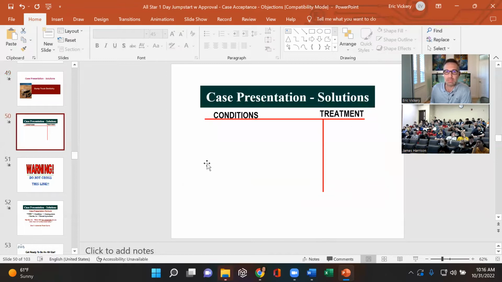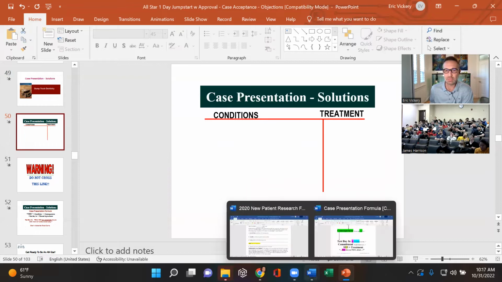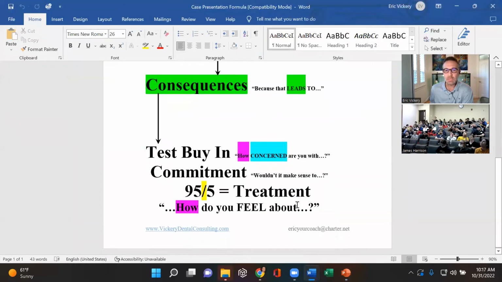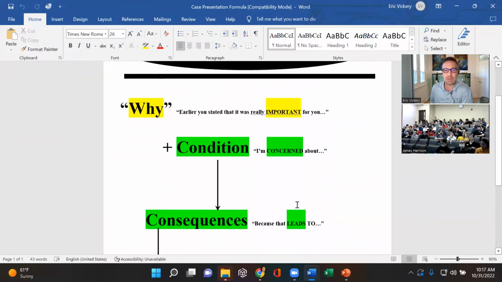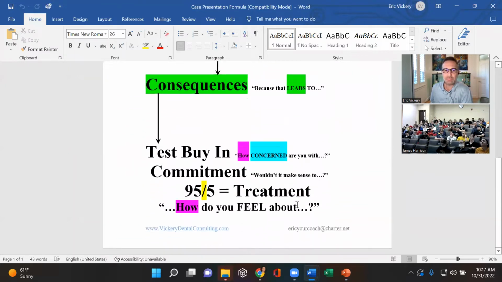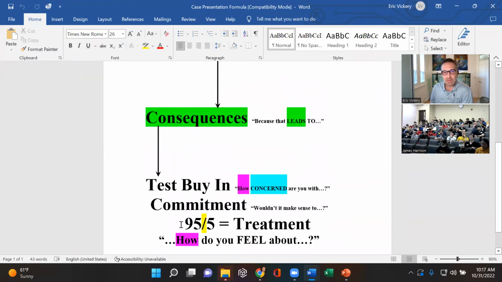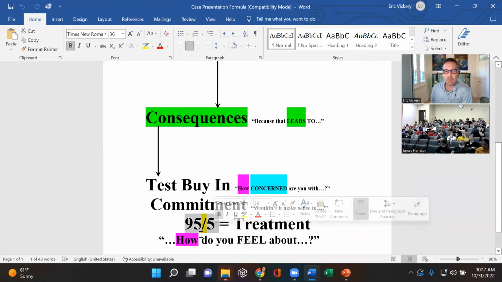And so the rule is the 95-5 rule. You're going to focus 95% of your conversation, a vast majority of your conversation, in the conditions section, and only 5% on treatment. So I want to show you a different screen. That's why I didn't want to run the PowerPoint. In the case presentation formula, this is something I wrote back in 2007 with a couple mentors of mine. What we're talking about is the 95-5 rule, just like this. 95% of your energy and focus and conversation is built around the condition and the consequences of that.